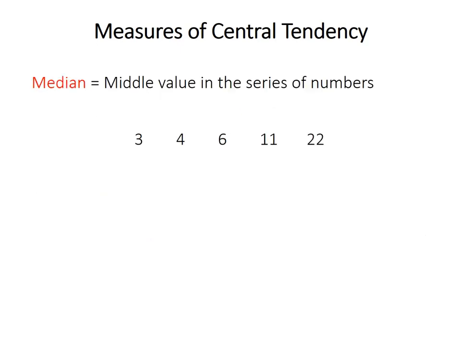The other commonly used measure of central tendency is the median. As far as I know, there's no standard symbol for this. The median is just the middle value in the series of numbers in the data set. Basically, if you take the measurements that you made and put them in order from smallest to largest, the median will be the middle one. In this example here, the median is 6. There are two numbers smaller than it and two numbers larger than it, so it's the middle number.